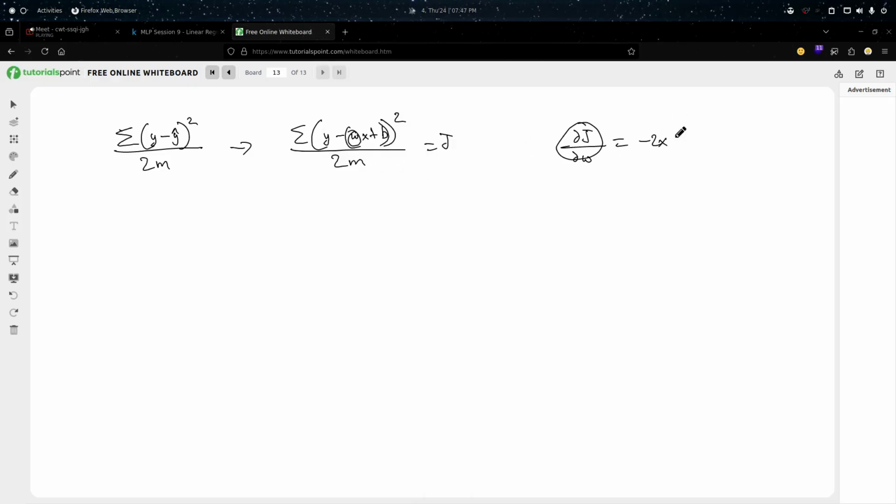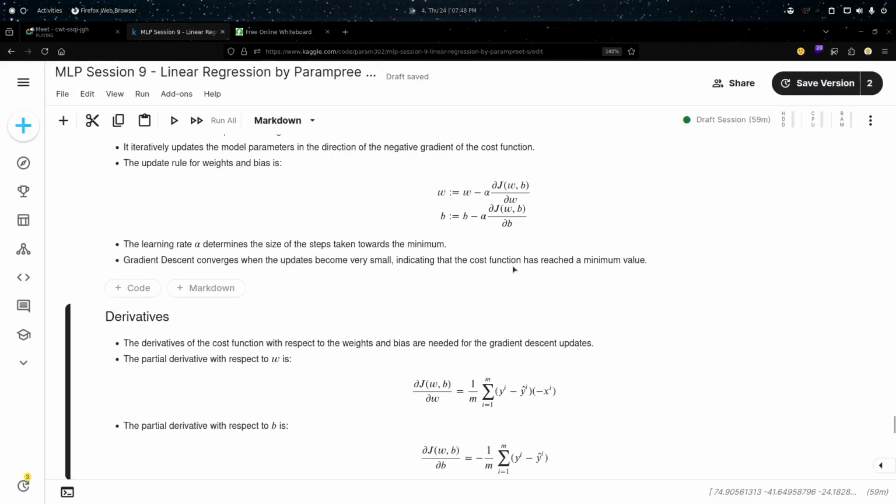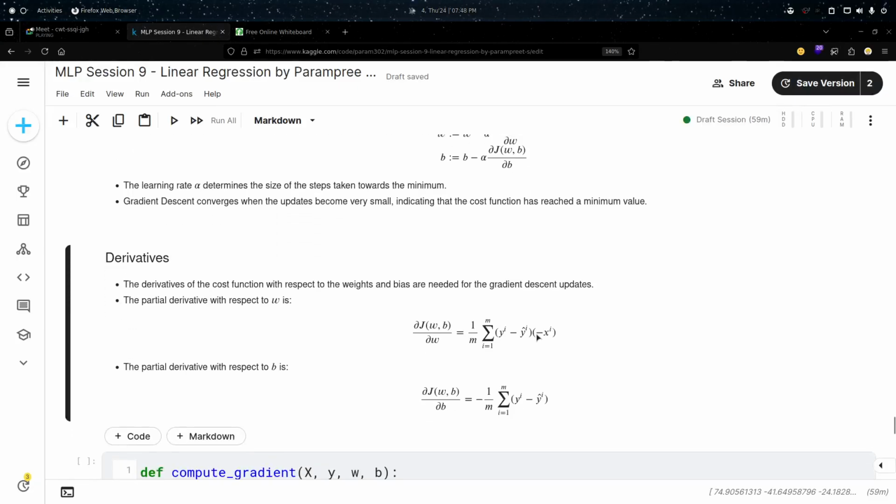Okay, and we have 2 here and here also, so that's why we add 2 in the denominator of the cost function, to basically cancel it from the derivative. And the same thing we have here. For the derivative of the cost function J with respect to w, we have minus x, and with respect to b, we have the function as it is. These are the partial derivatives, and this is due to the chain rule. If you do it step by step, you will get this exact derivative which is written here.